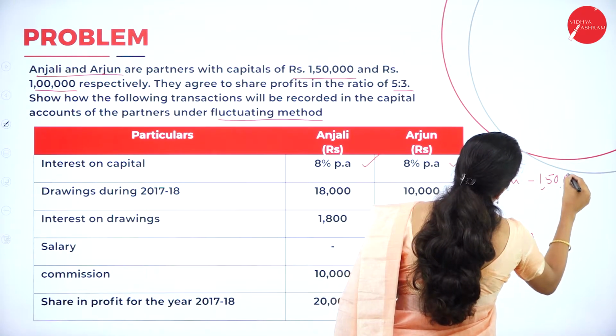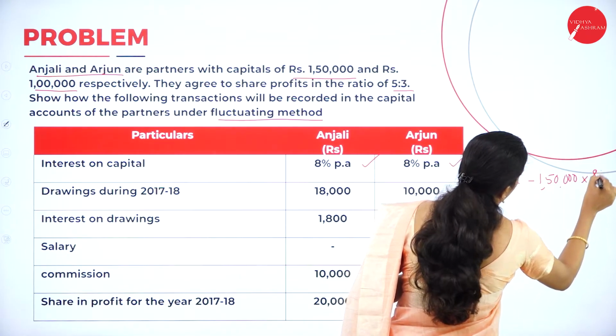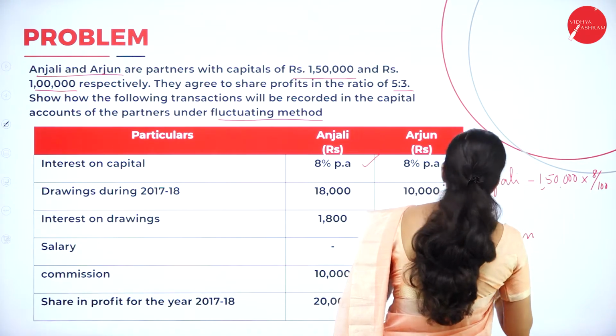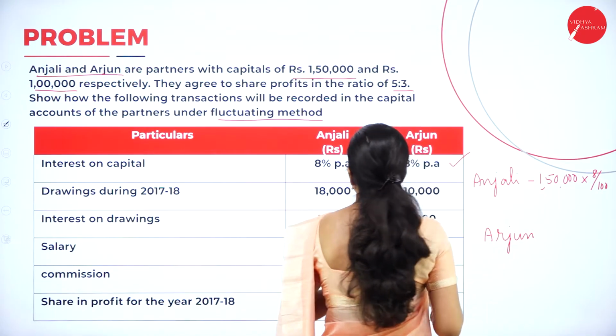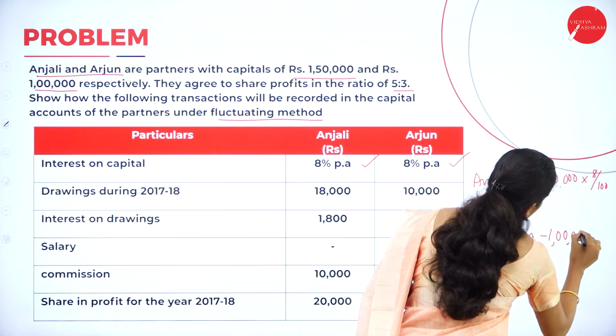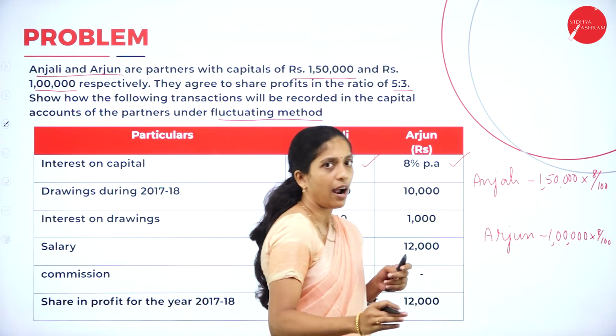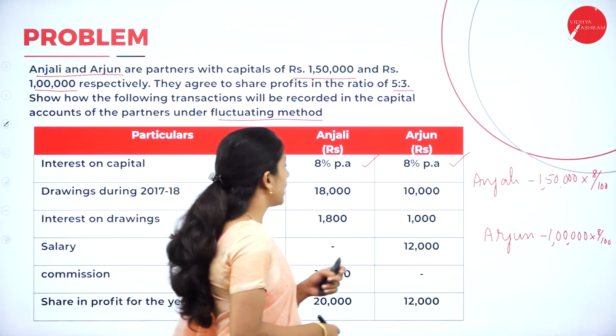1,50,000 into what is the percentage? Interest 8%. So 8 divided by 100. In the same way, how to calculate interest on capital of Arjun? That is 1 lakh into 8%. 8 divided by 100. Next, what they have given?